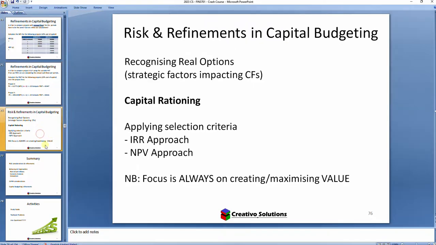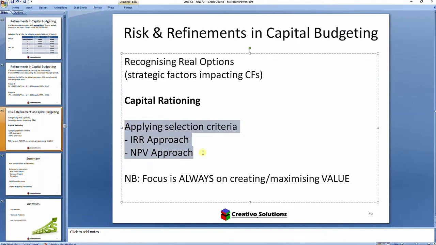Are we okay with refinements? Are we happy? This is literally just a wrap-up, just highlighting how important this is. Just remember, value is key, and that's why NPV is the preferred measure. Okay with risk and refinements? Yes. Great. Okay, so now we're jumping a little bit in terms of focus.